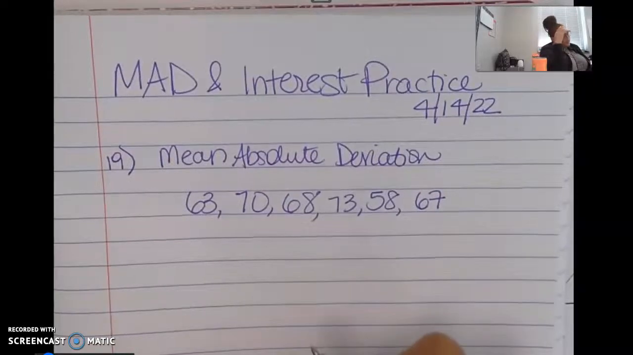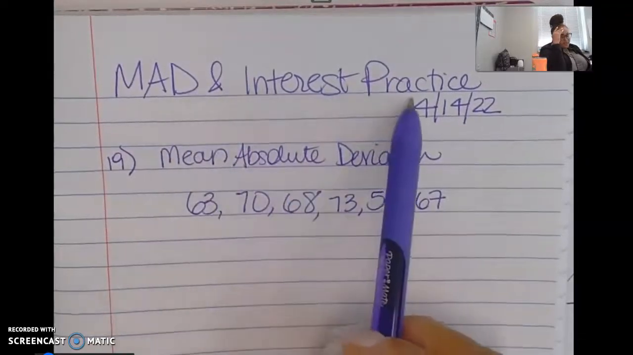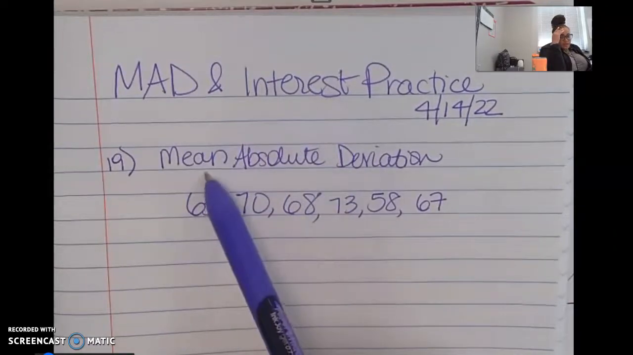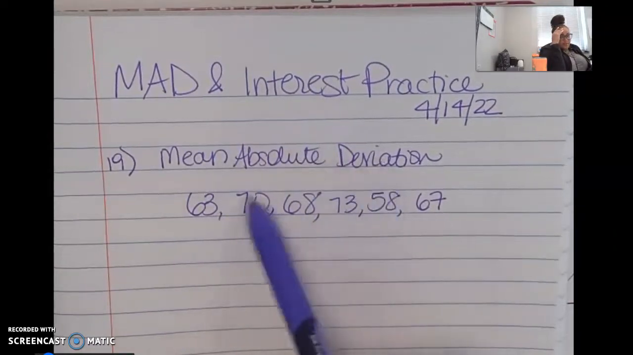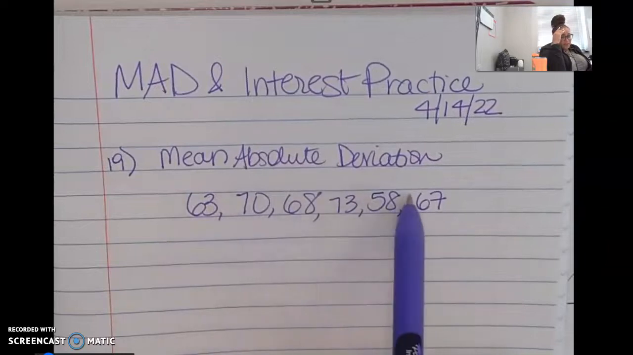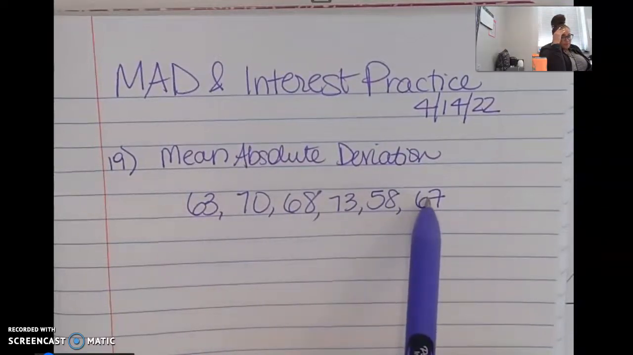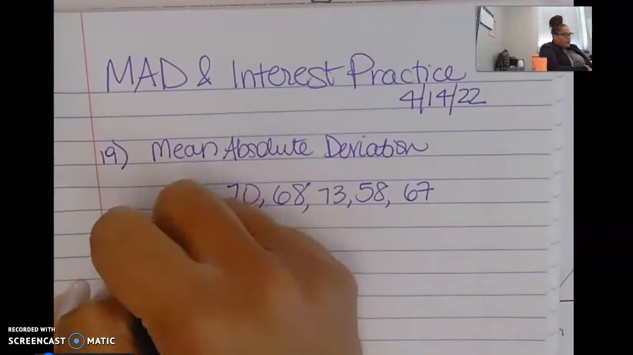Okay, going over mean absolute deviation and interest. So, the first step that we need to do is write what we need to calculate and write the numbers. After we write the numbers, what do we need to calculate? The mean, by adding them all together.